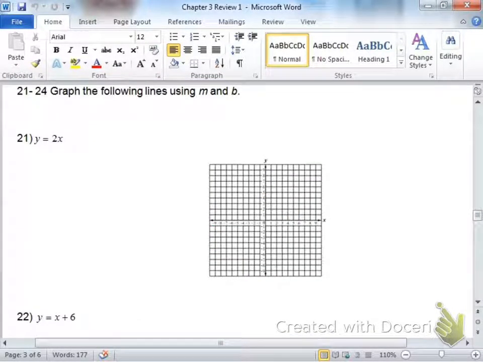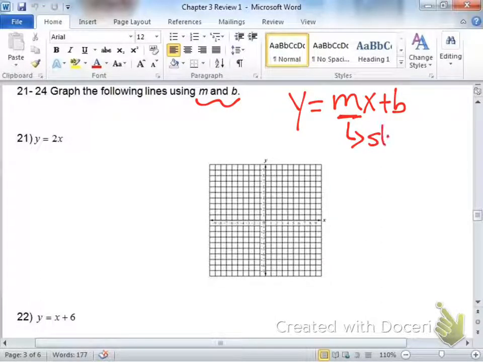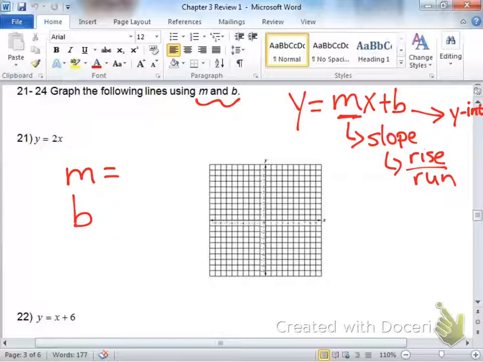So when we graph using M and B, we have to remember the form Y equals MX plus B, where this M, the number right in front of the X, represents our slope. Remember, slope is rise over run. And then the B represents our Y-intercept. That's where we start on the Y-axis. So I'm going to list M and B for each of them, and then I'm going to use those values to graph. What is the M on number 21?